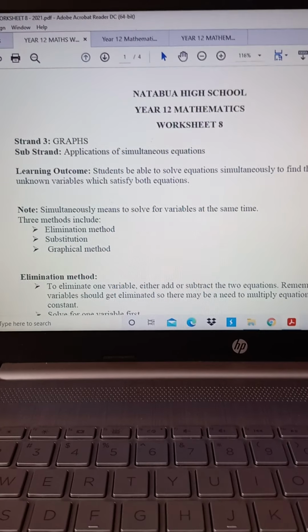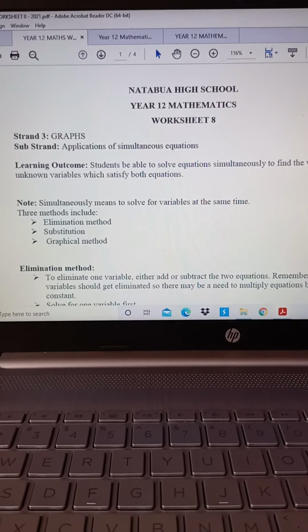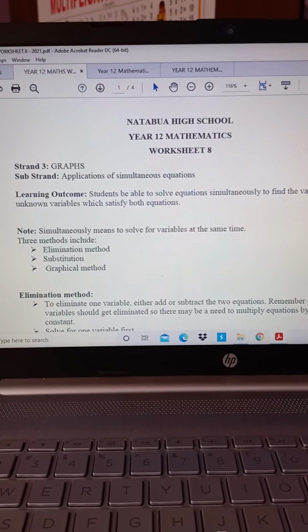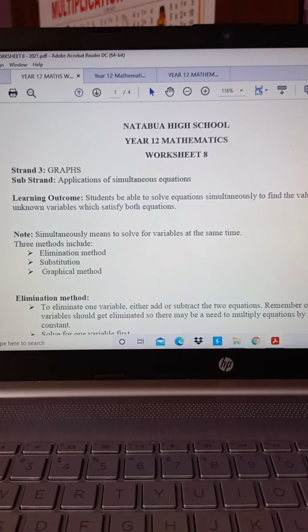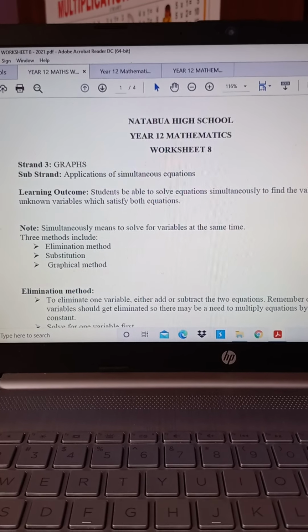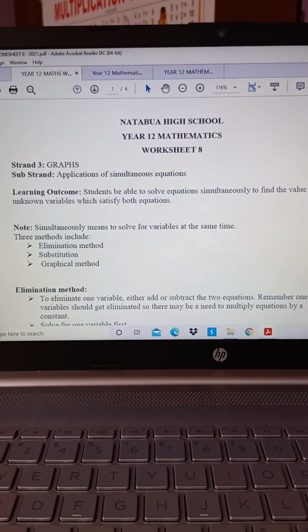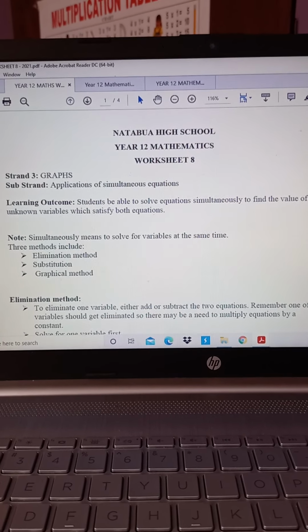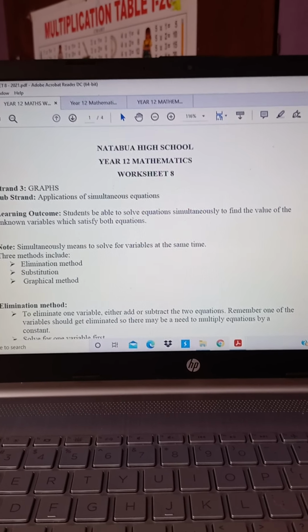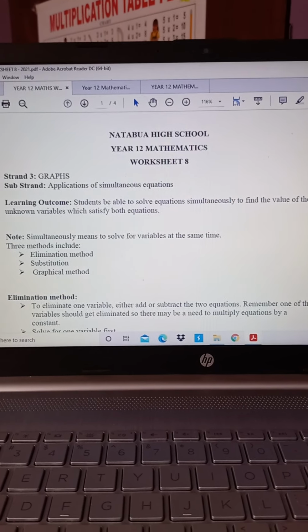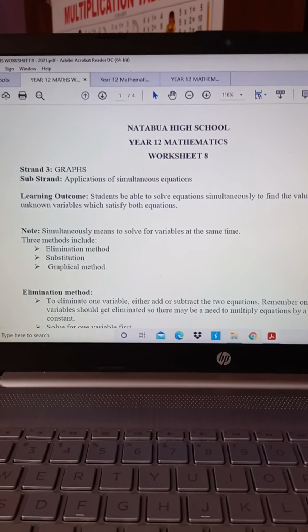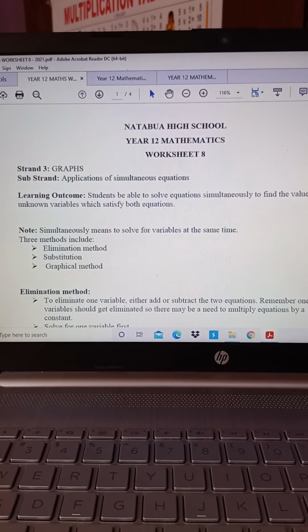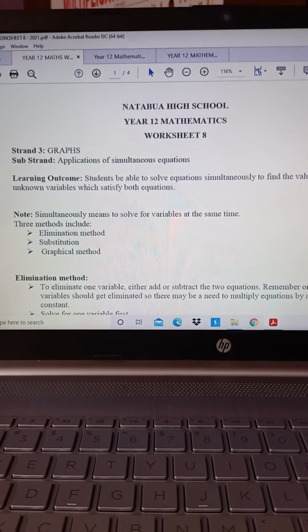Worksheet 8 is also based on graphs and basically the applications of simultaneous solving. The first part of simultaneous solving is a repetition of your last year's work. If you remember, last year we did simultaneous solving between two linear expressions. At the end of this lesson, students should be able to solve equations simultaneously to find the value of the unknown variables which satisfy both equations. Note, simultaneously means to solve for variables at the same time.